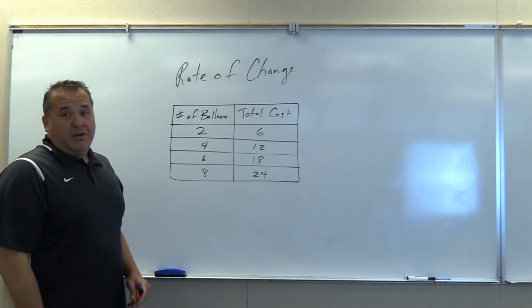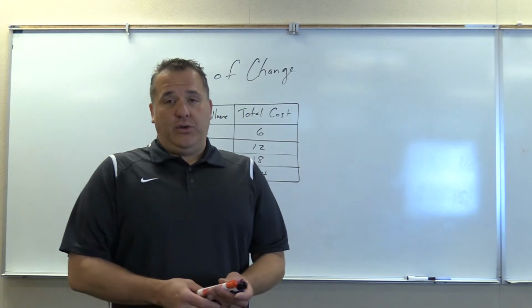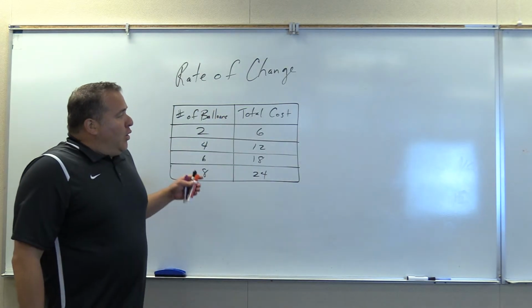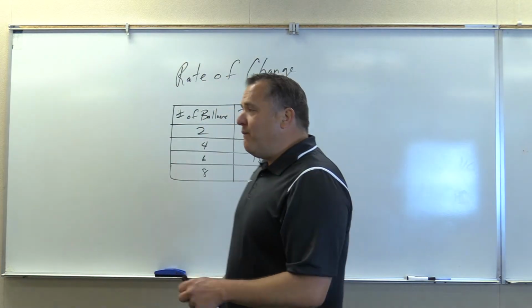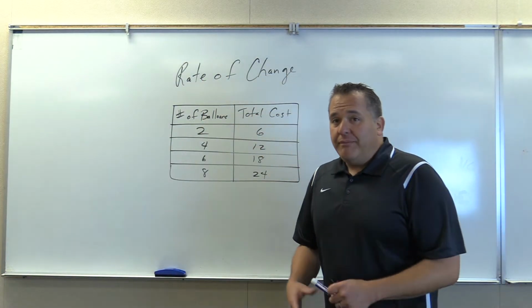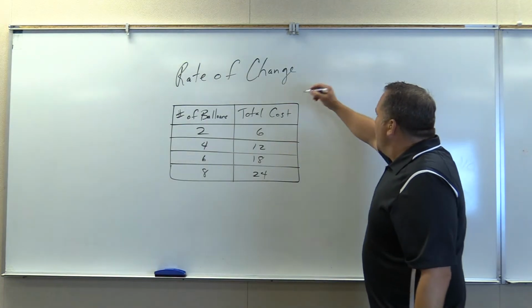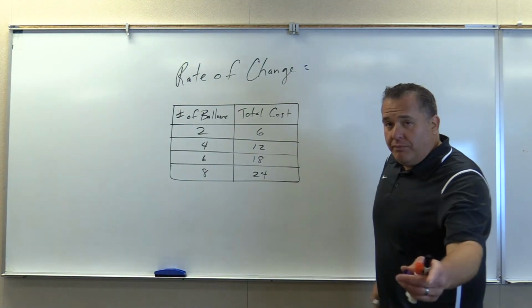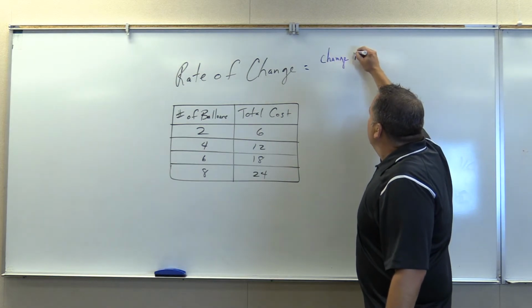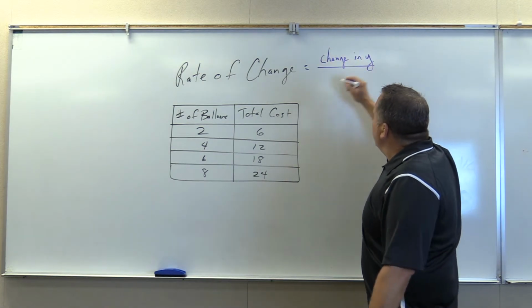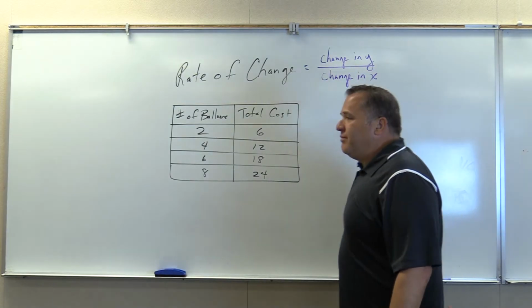Now, some of y'all may already know how to do this. This is simple. That's right, but let me show you the proper way, the easy way to do it. The rate of change, or the slope, is found when you find the change in y over the change in x. So watch this. So for rate of change, this is going to equal the change in y over the change in x.